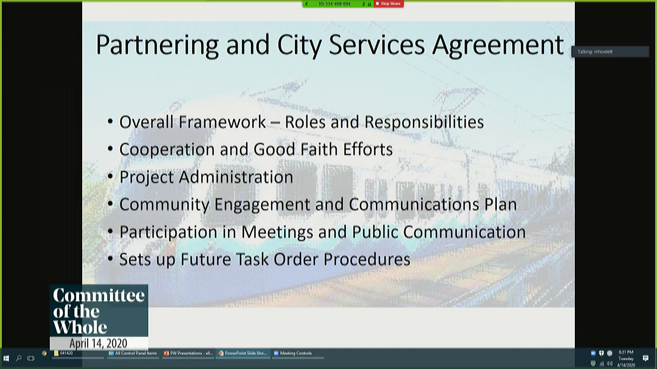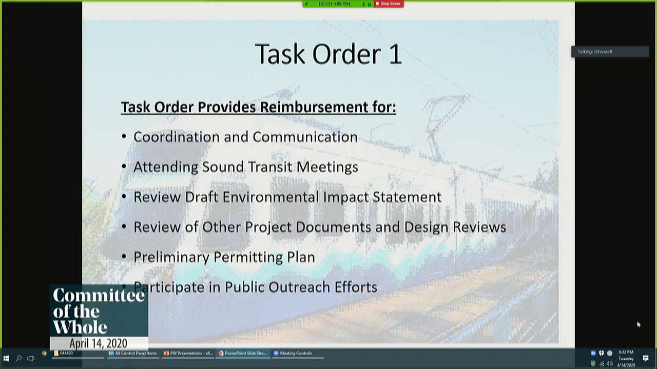It spells out that we'll all work together in administrating this project in a good faith effort. It also spells out that the City of Kent and Sound Transit will work together as far as communicating and public engagement, as well as participating in meetings that we have. And it also sets up a process, as I mentioned, for future task orders. And again, this is very similar to the process that they use on the Federal Way Link Extension project.